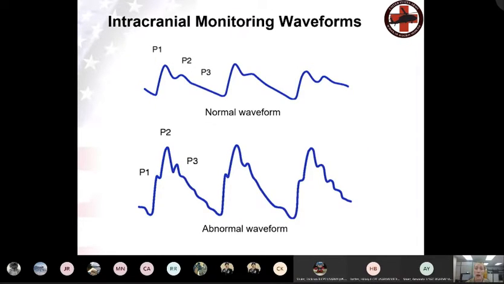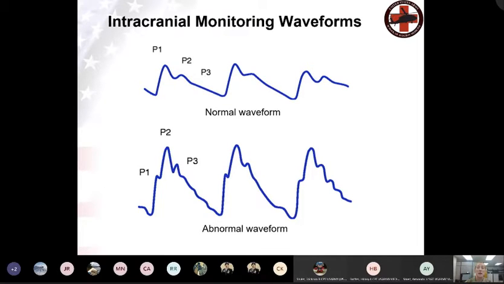Now, with this, I do not intend to make you an expert at reading intracranial monitoring waveforms. We do have different parts to our waveform, P1, P2, P3. And what I want you to notice here is that in an abnormal waveform, we have a high P2. Now, this is a tidal wave.